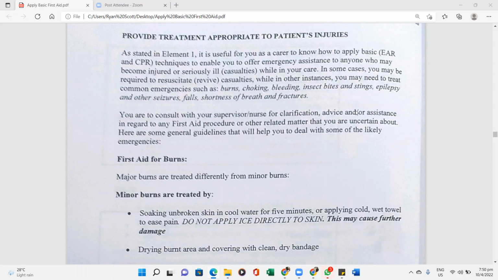So for burns, it says that for minor burns, soak the unbroken skin in cool water for 5 minutes or apply a cold, wet towel to ease the pain. Do not apply ice directly to skin. This may cause further damage. So you don't put ice directly onto a burn. You hold it under the cold water, the cool water, right? The running water. Or you can put a wet towel. Scroll down.